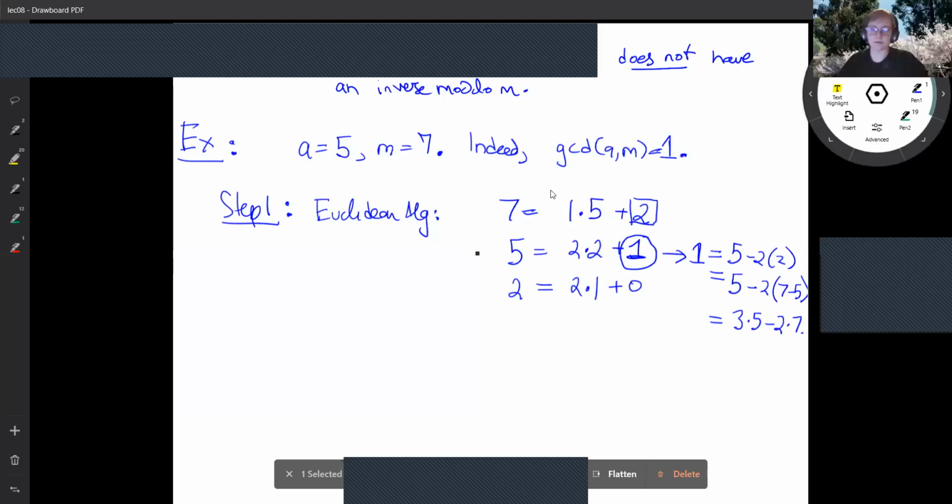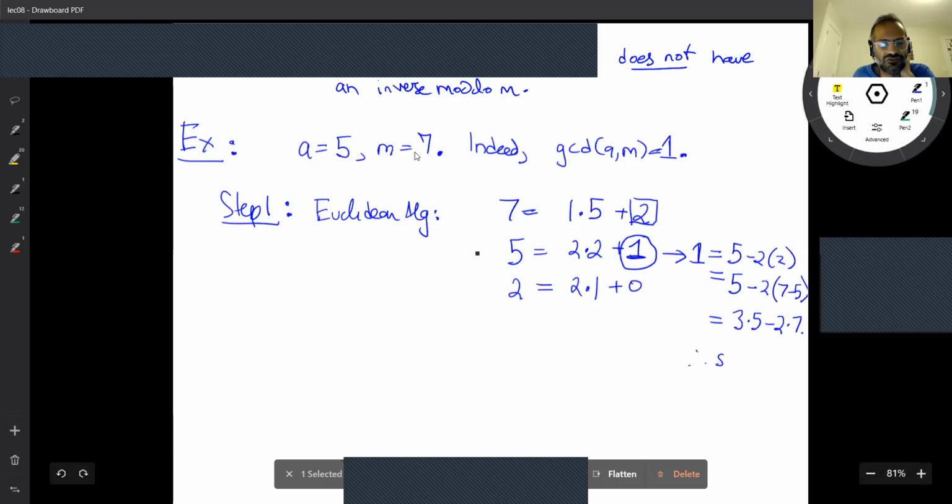Three and two, 3 and minus 2, or minus two. So Bezout's theorem doesn't make any claim about the uniqueness of S and T, but just to spell it out, this is saying that 1, which is the GCD, is equal to 5S plus 7T.